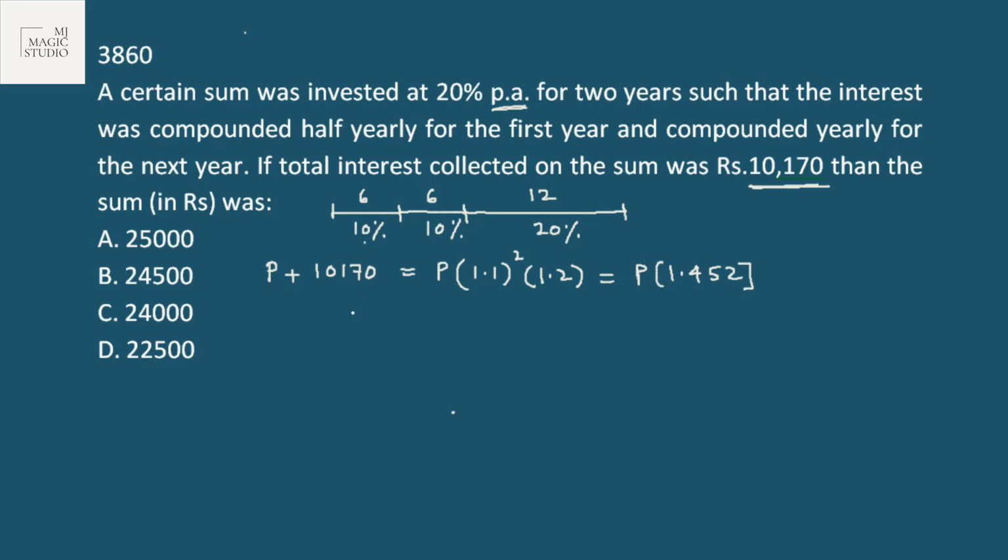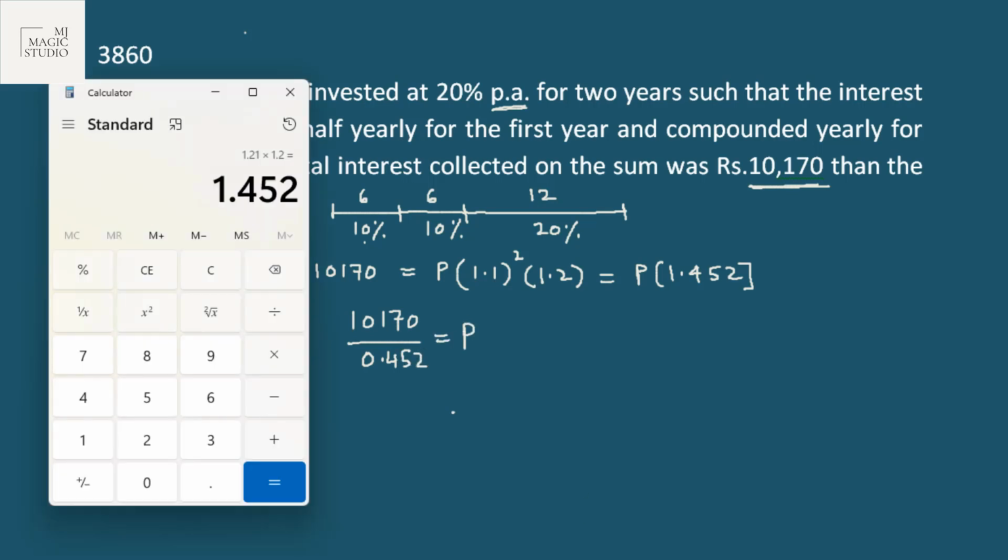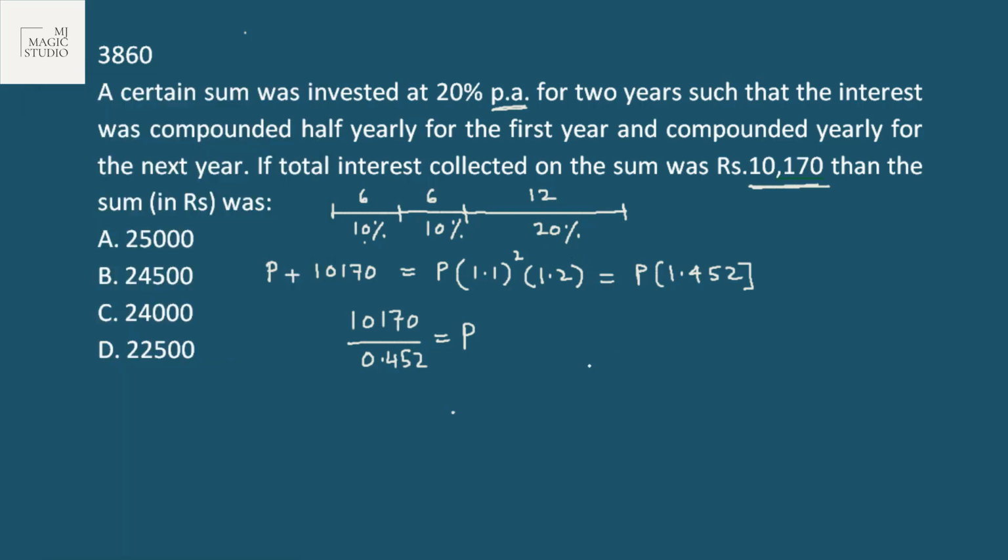Now if I deduct P from this, I'll get 10170 divided by 0.452 is equal to P. 10170 divided by 0.452, that is 22,500. P is equal to 22,500. Make use of the calculator if it is there, the on-screen calculator. Option D is the pick.